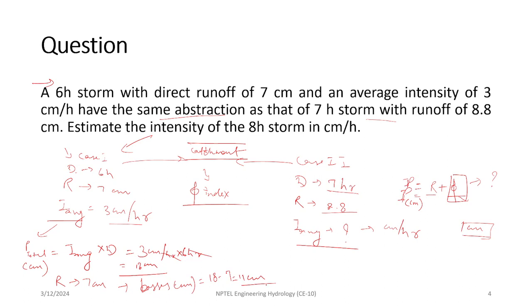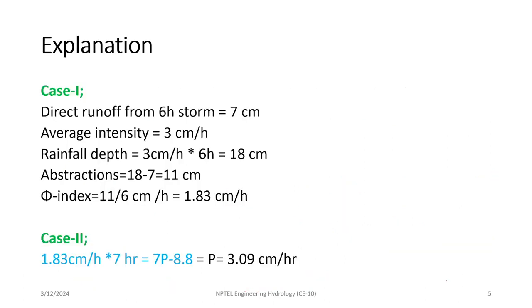Now we want to compute for 1 hour. So we can compute it by dividing by the duration, 6 hours. Whatever the phi value you are getting, you have to take this value and compute the I value. Firstly you have to compute this P. Once you get the P value, you have to divide it by 7. Then you can get the intensity value. So look here.